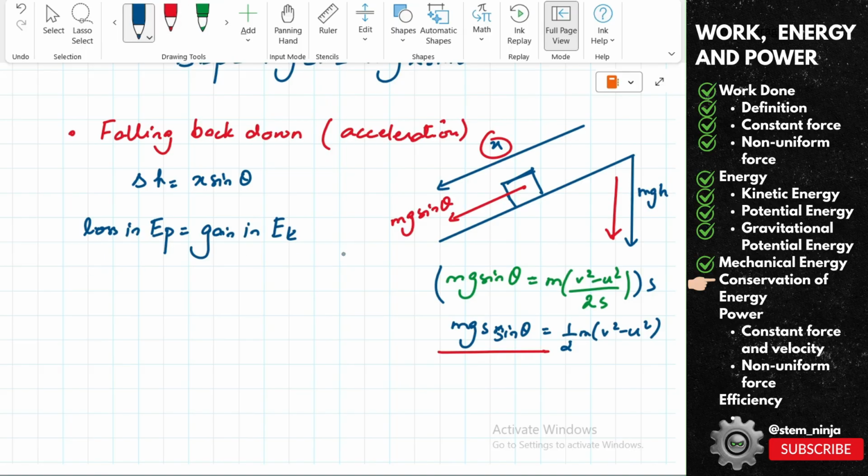So the mg loss in height, and this would be half m (v squared minus u squared).